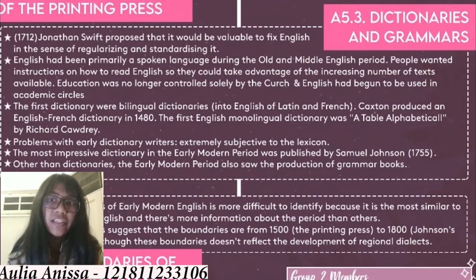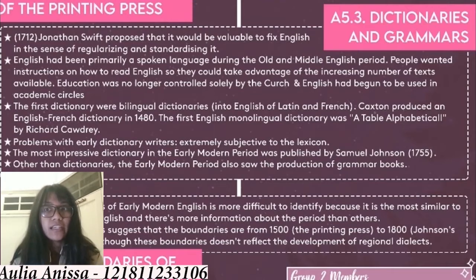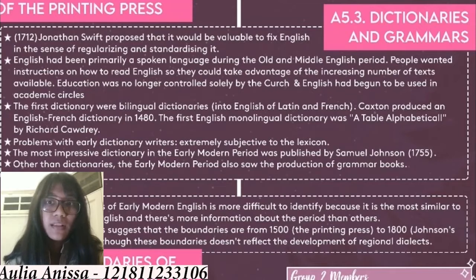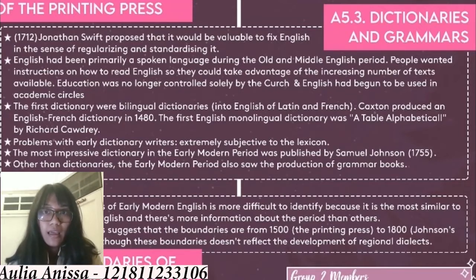The first dictionaries were bilingual dictionaries of Latin and French into English. Caxton produced an English-French dictionary in 1480. The first monolingual dictionary was a table alphabetical by Robert Cawdrey in 1604. It contains around 2,500 words. This dictionary focused on words that Cawdrey considered hard words, especially words that had been borrowed from other languages, for example, Greek, Latin, and French.